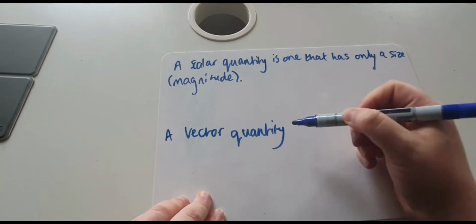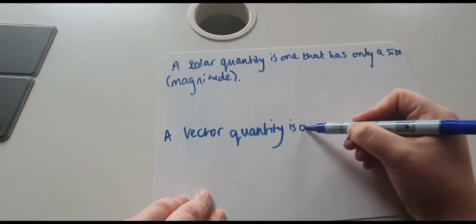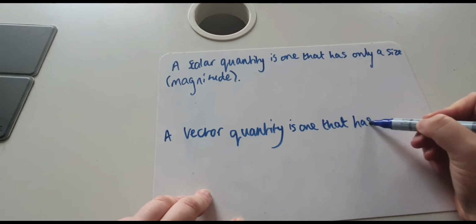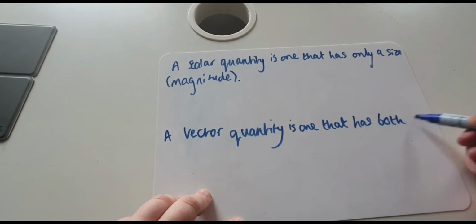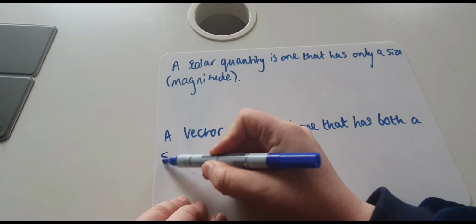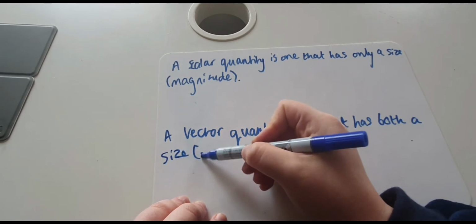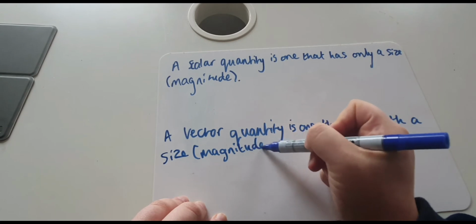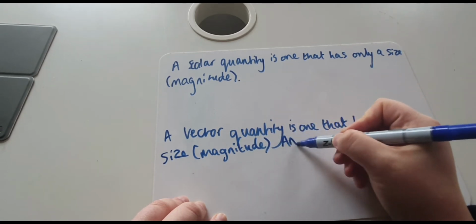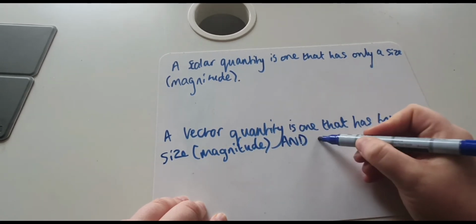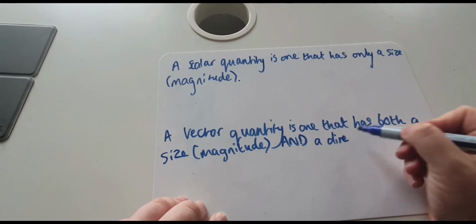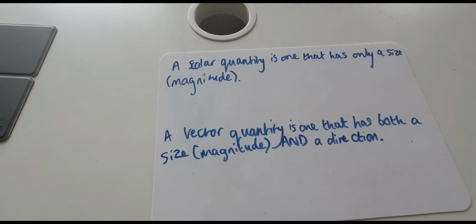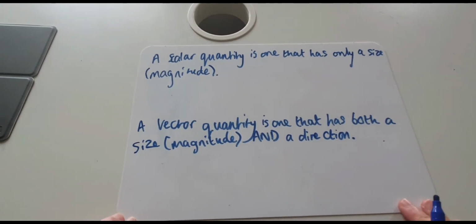a vector quantity is one that has both size, magnitude, and a direction. Okay, let's talk about some examples so this makes a bit more sense.